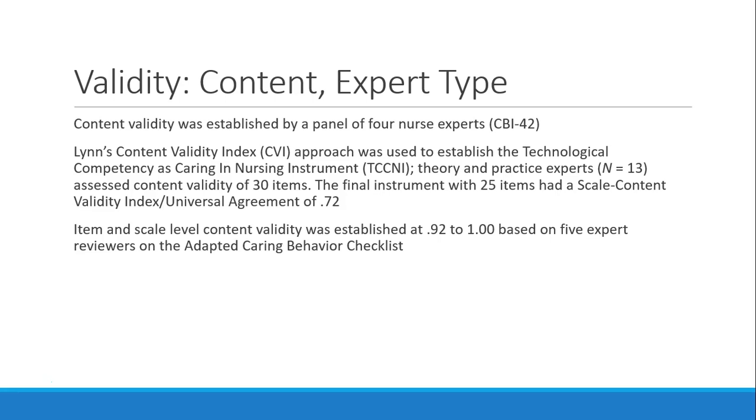So the CBI 42 used a panel of 4 nurse experts. The instrument created by Locsin, the Technological Competency as Caring in Nursing instrument, used 13 people to assess the content validity of 30 items, and essentially ended up with 25 items, and they also had a very good index, and this really helped with establishing the expert type content validity. The adapted Caring Behavior Checklist also used 5 experts, and they report the content validity as 0.92 to 1.00.